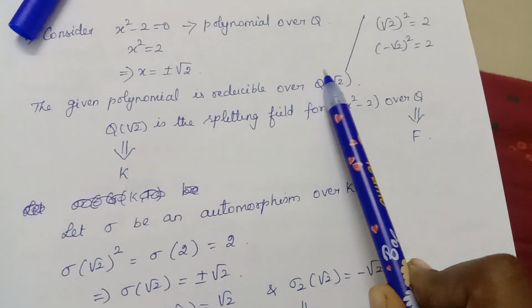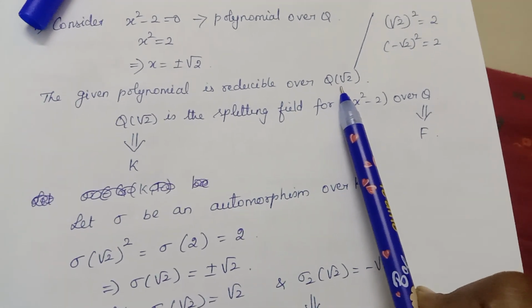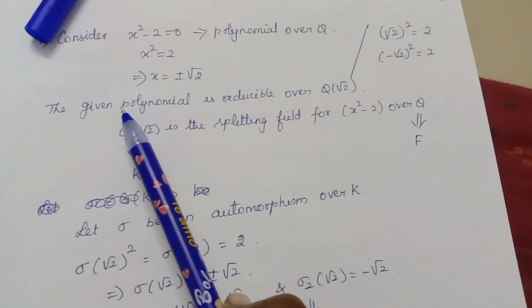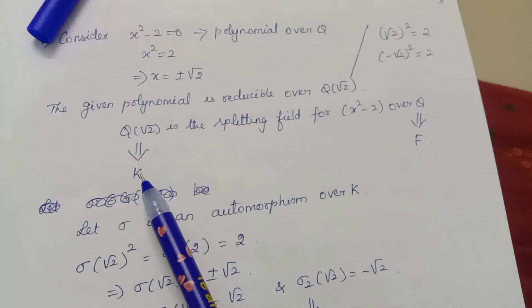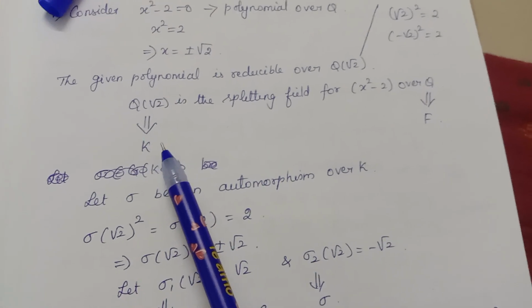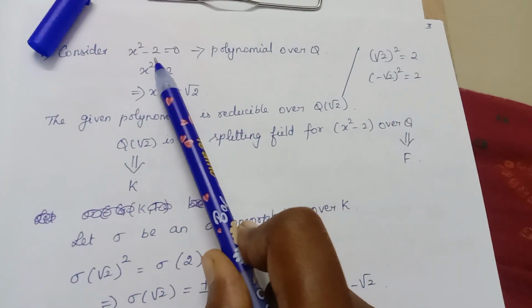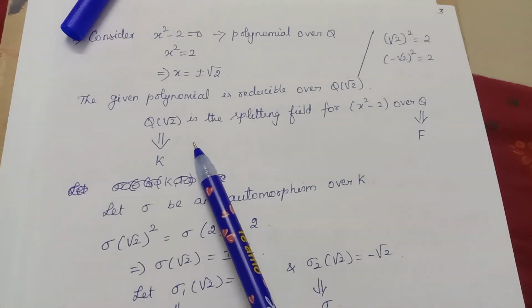So how to find the splitting field for a given polynomial, I have uploaded in a separate video. Okay, so Q(root 2) is the splitting field. Let me take Q as F and the extension Q(root 2) as K, just for convenience. So when the polynomial is given, first you find out the splitting field for the given polynomial.